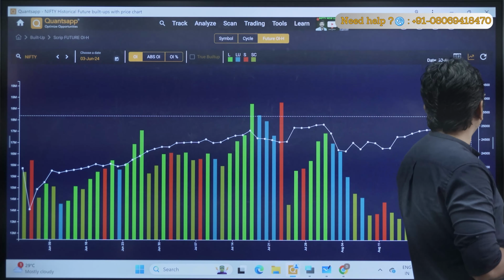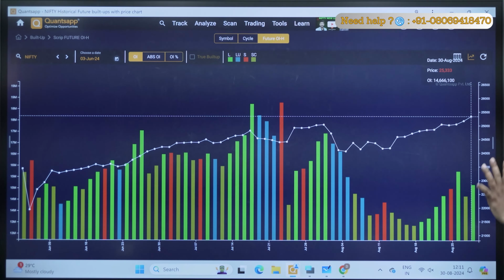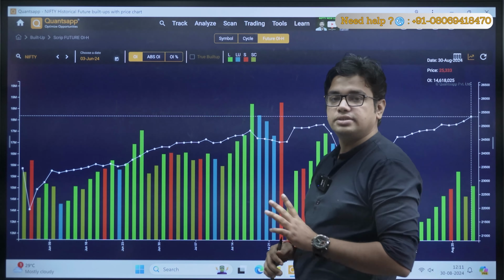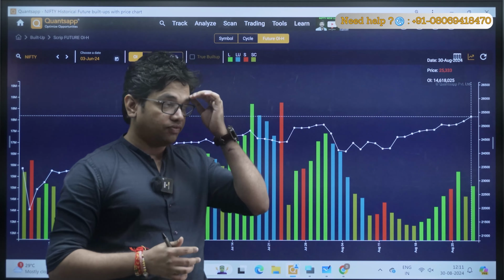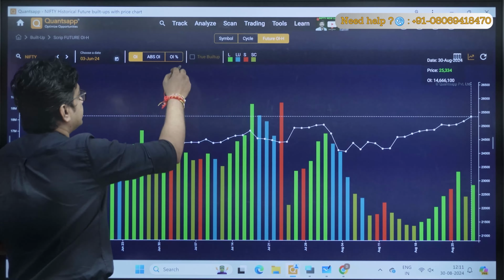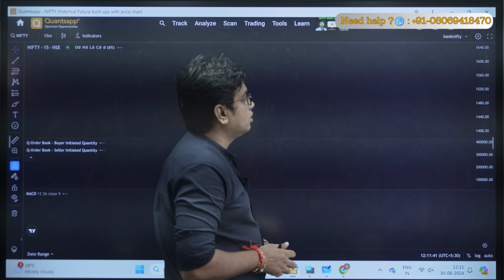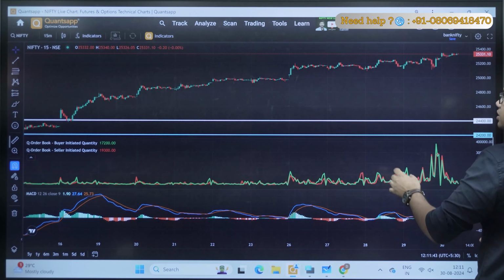Right now it is quoting at 25,300, so it is increasing day by day. Nifty is clearly indicating that it is in a bullish run. So if I am going to take the trade, I will go with the bullish trade. Now let us check the technicals. What exactly are the technicals showing me?